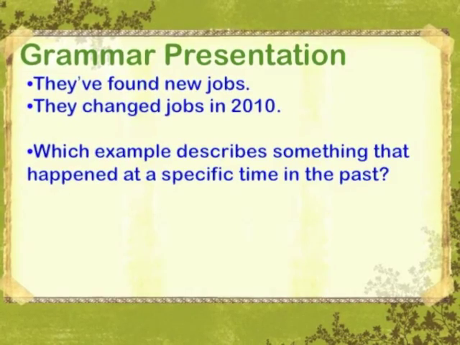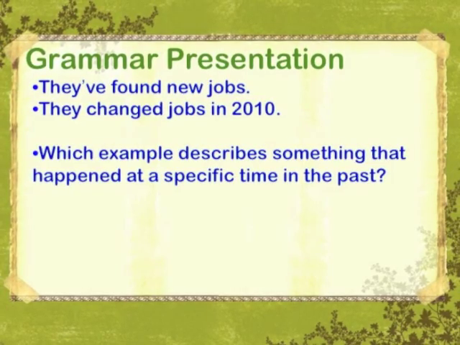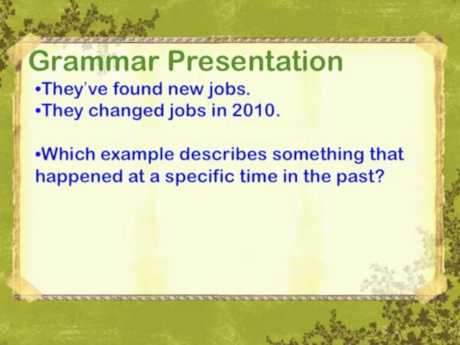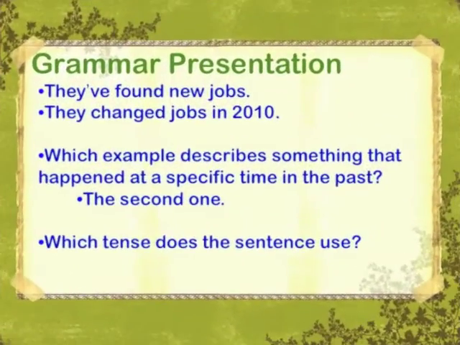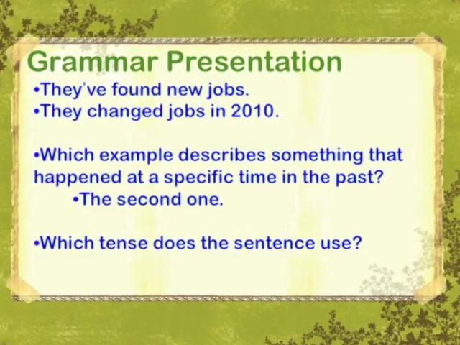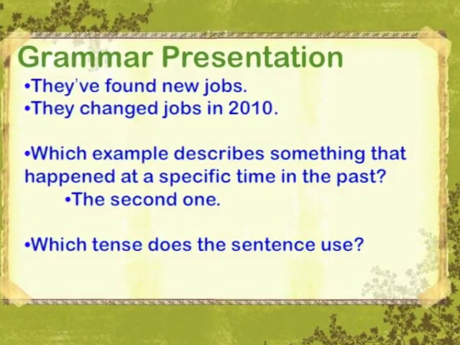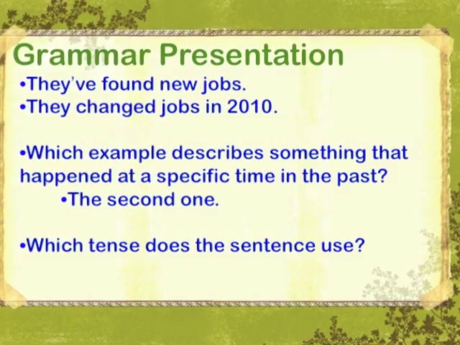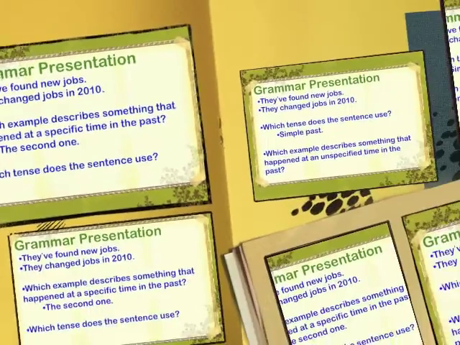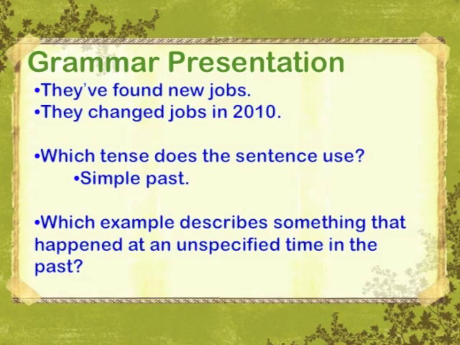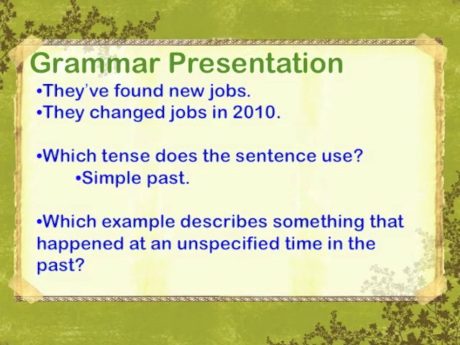So let's look at two more examples. They've found new jobs. They changed jobs in 2010. Which example describes something that happened at a specific time in the past? The second sentence describes something at a specific time in the past because it uses the time phrase in 2010. Let's look more carefully at that sentence. What tense does that sentence use? It's in the simple past, right? So if you want something specific, you use the simple past.